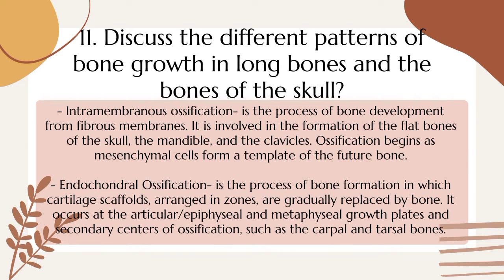The next one is the endochondral ossification. It is the process of bone formation in which cartilage scaffolds, arranged in zones, are gradually replaced by bone. It occurs at the articular or the epiphyseal and the metaphyseal growth plates and secondary centers of ossification, such as the carpal and the tarsal bones.